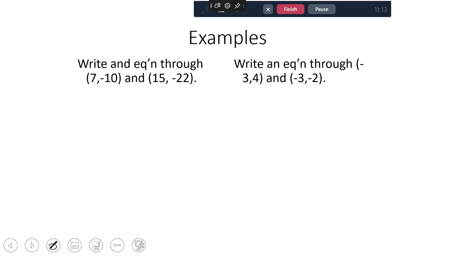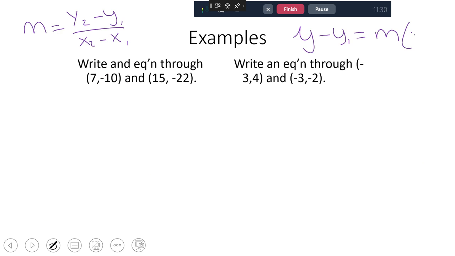Okay. So here they don't give us the slope, so we need to find it. So again, to find slope when they give us 2 points, it's y2 minus y1 over x2 minus x1, and we're writing in point slope form, which is y minus y1 equals m times x minus x1. Okay, so let's find our m.